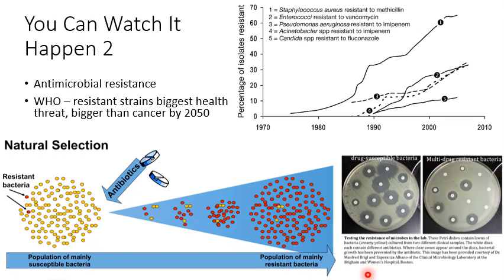So not only are we seeing strains of bacteria that are resistant to a given drug, we're seeing strains that are resistant to multiple drugs. It's inevitable that this is going to happen as long as we are using antibiotics. You can't really prevent it. The only way to slow it down is to use antibiotics less frequently.